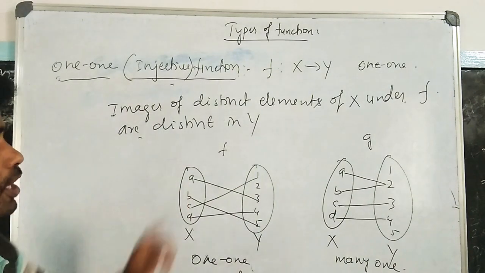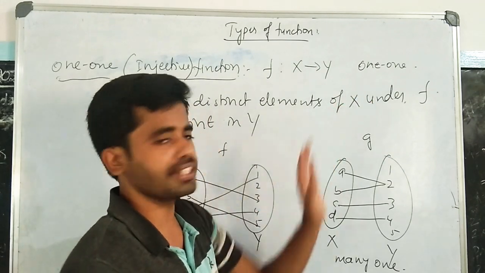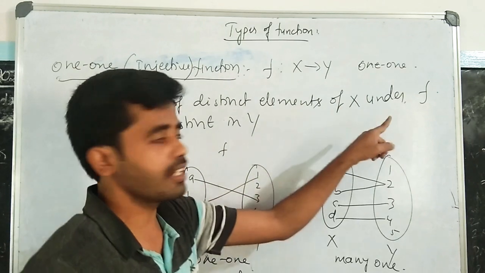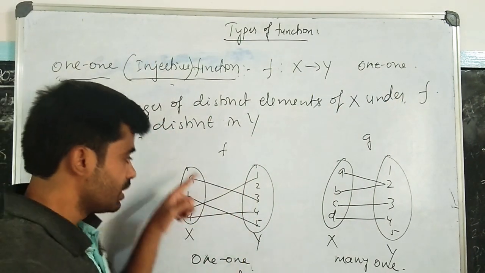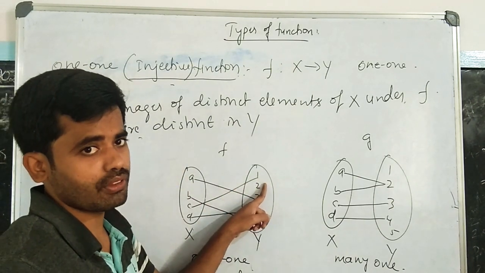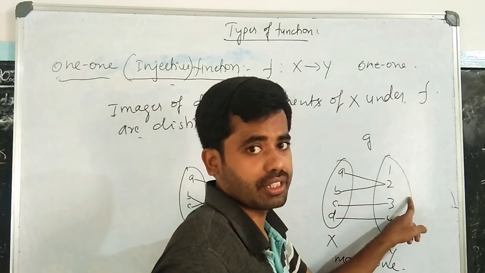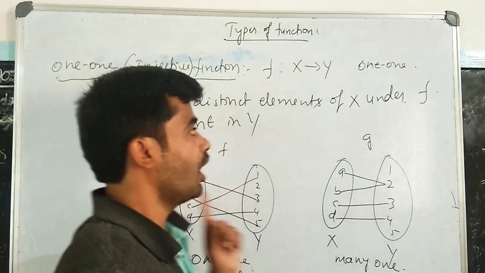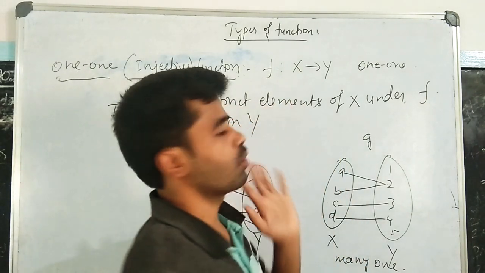What is one-one once again? A function f from X to Y is said to be one-one or injective if images of distinct elements of X under f are distinct in Y. Distinct elements of X have distinct images in Y, then it is called one-one. If distinct elements have the same image in Y, then it is called a many-one function. Remember. And also, how can we define in a mathematical way whether it is one-one or not?